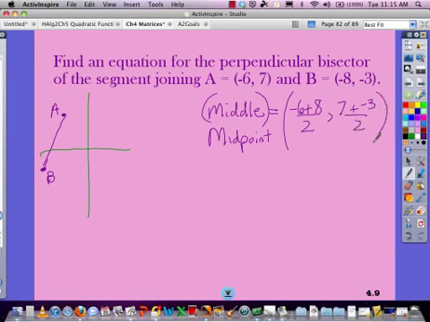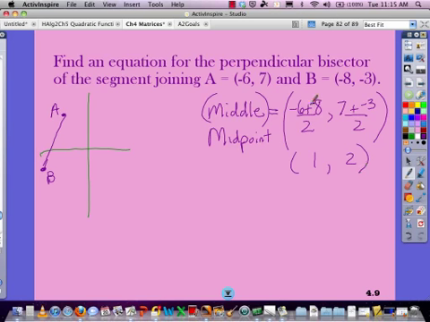When you simplify that, negative 6 plus 8 is 2. 2 divided by 2 is 1. 7 plus negative 3 is 4. 4 divided by 2 is 2. So we get the point (1, 2). That would be the middle of that segment, and again, that's assuming we graphed it correctly. So if that's the middle, check my points again. We have a problem. Math is bad.